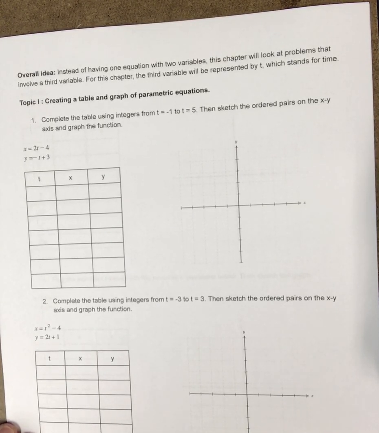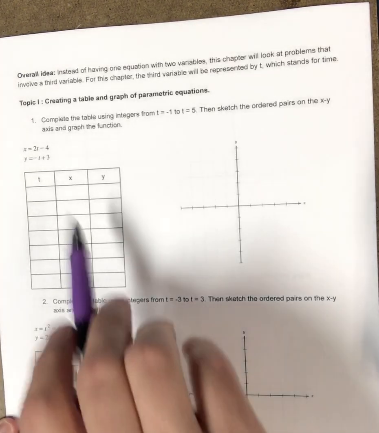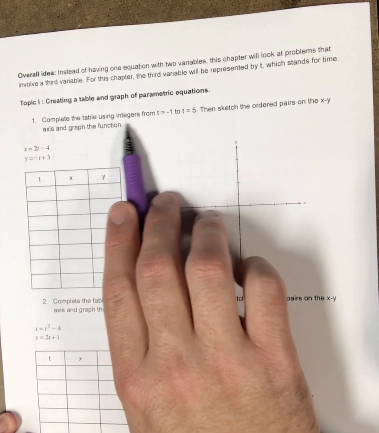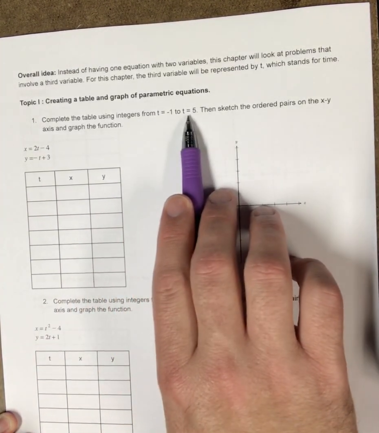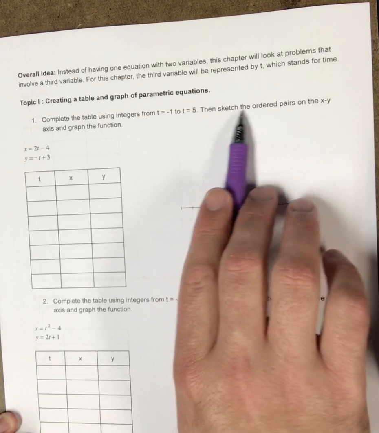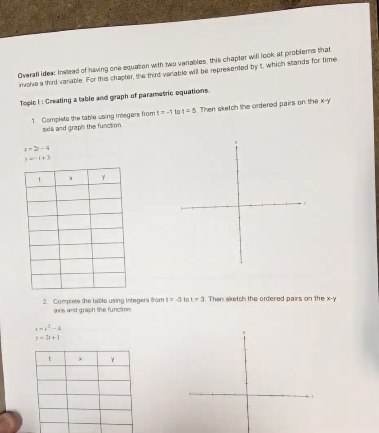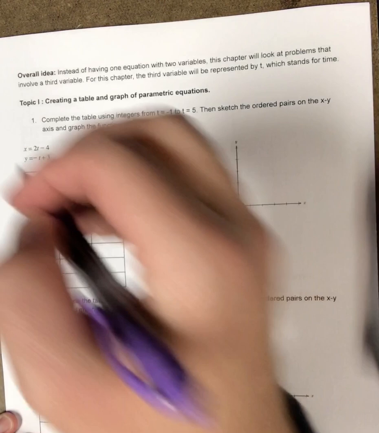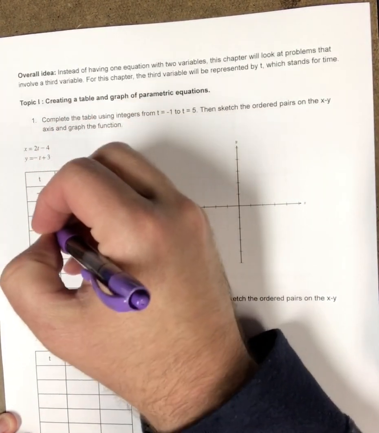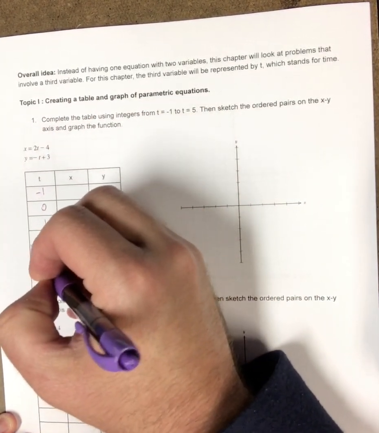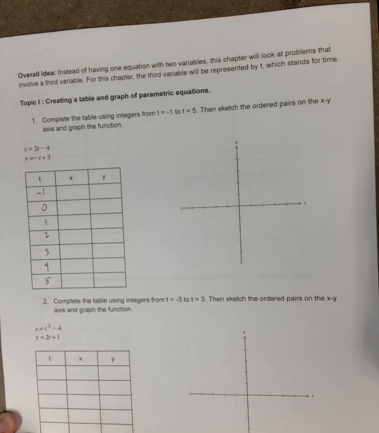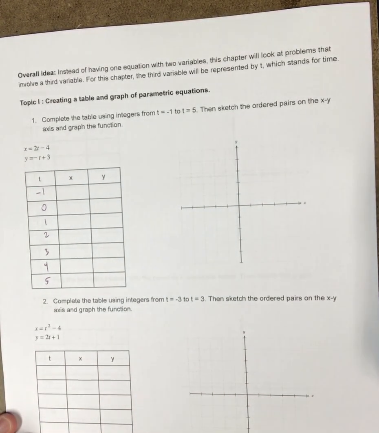Okay, so here's how you do these types of problems. We're going to complete the table using integers from t equals -1 to t equals 5. Then we're going to sketch the ordered pairs in the xy axis and graph the function. So from -1 to 5, I'm just going to put in -1 to 5 in the chart over there.